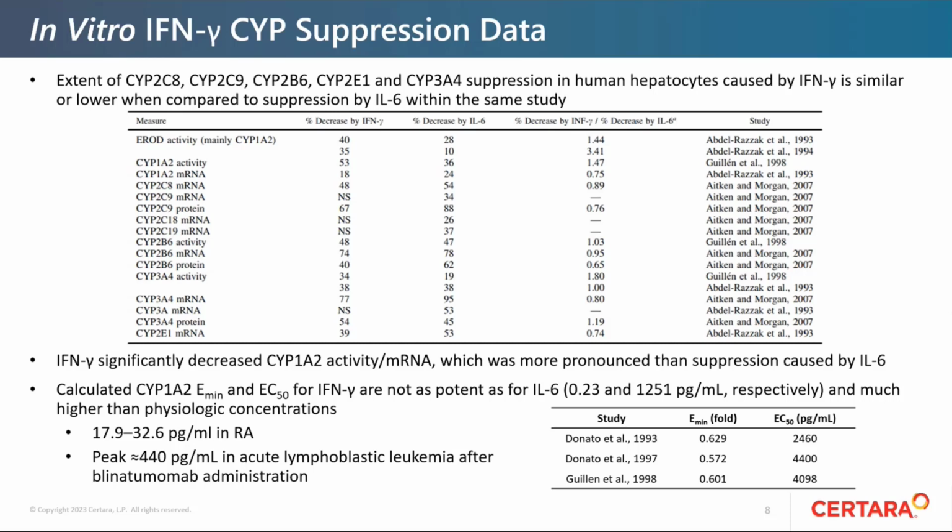However, for CYP1A2, we do see concentration-dependent suppression of CYP1A2 activity. This allows us to calculate the EMIN and EC50 values for interferon gamma. But when you compare these values to those for IL-6, it's suggesting that probably interferon gamma is not as potent a CYP1A2 suppressor as IL-6. And it should be noted that these EC50 values are far in excess when compared to physiologic conditions in disease patients.